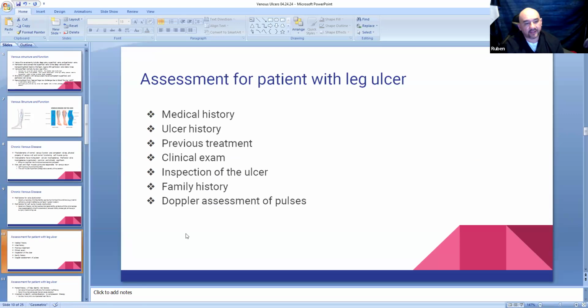For your assessment with the patient, you want to get a good medical history and an ulcer history: how long they've had it, any previous treatment, have you seen anyone else for this wound. In your clinical exam, you want to assess the ulcer: is it healing, not healing, is it infected? Get a family history, like, oh yeah, everybody in my family has this vein problem. And do the Doppler assessment of pulses. Now, I bring up this assessment because this is going to pertain to the IVR. They're going to want all this information. So just keep that in mind.